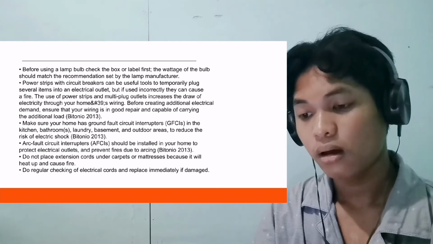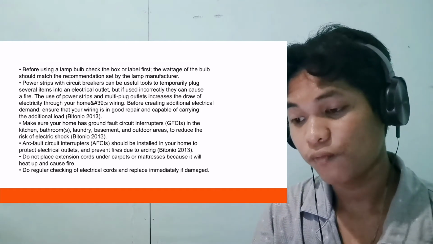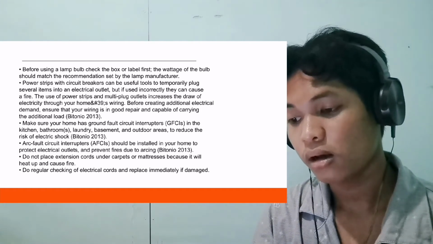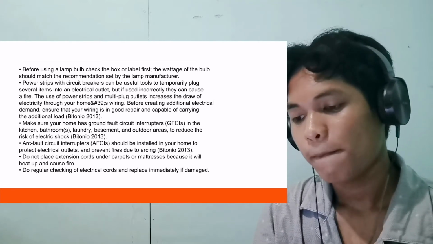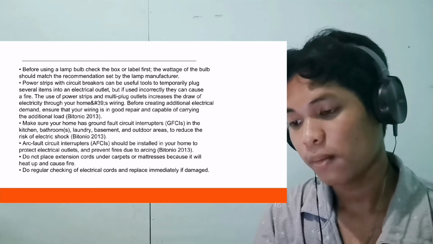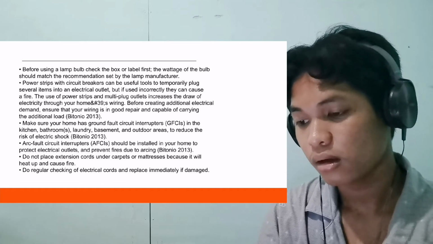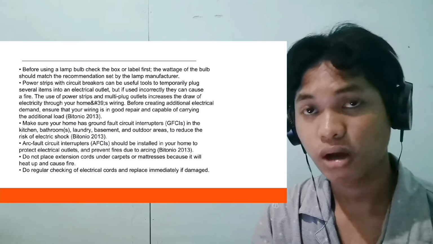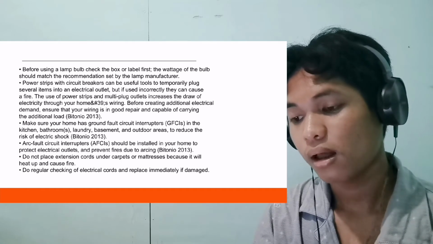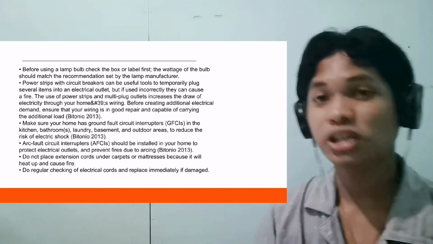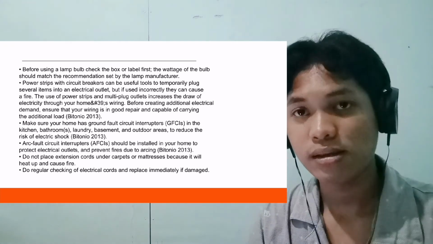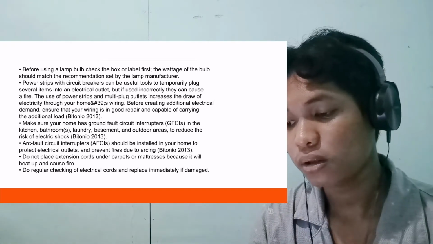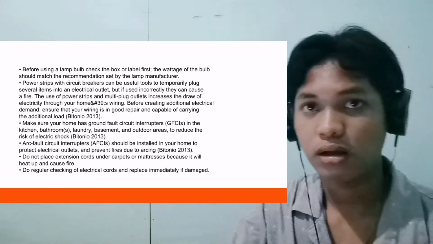Number 6. Make sure your home has ground fault circuit interrupters or GFCIs in the kitchen, bathroom, laundry, basement, and outer areas to reduce the risk of electrical shock. So, our house needs to have GFCIs so that the risk of electrical shock is reduced.